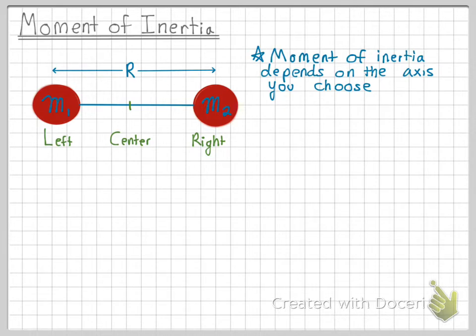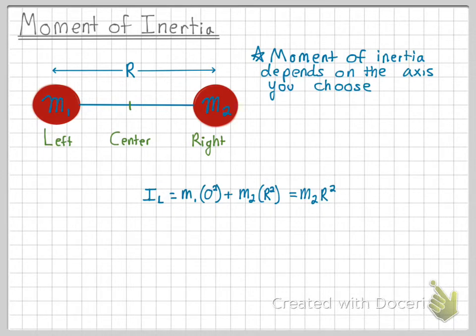So we probably noticed that the moment of inertia is going to depend on an object's axis of rotation. Take, for example, these two masses connected by a rigid rod. Let's find the moment of inertia if we decide to fix the left side of this rod, so fix where m1 is. That means that m1 is not going to have a velocity, or the distance to m1 is going to be 0. So we find that our moment of inertia is simply m2 times r squared.